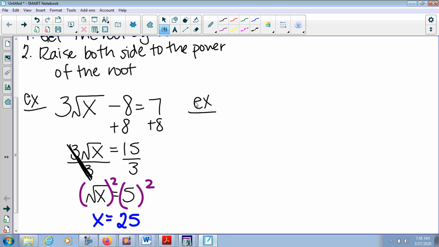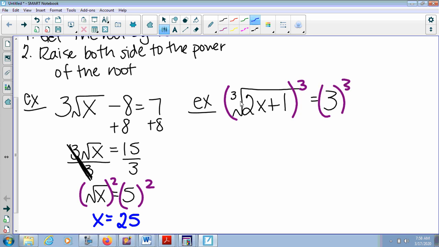Let's try a cubed root this time. Let's say I have the cubed root of 2x plus 1 is equal to 3. For this one, I'm just trying to get the root part by itself, and it is. There's nothing added at the end. There's nothing multiplied. So now I'm just ready to go ahead and raise it to whatever power I need to raise it to. Since it's a cubed root, I'm going to cube both sides.